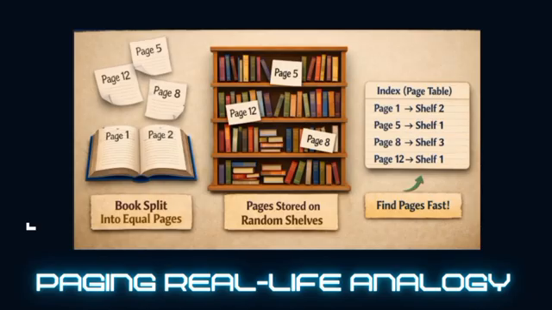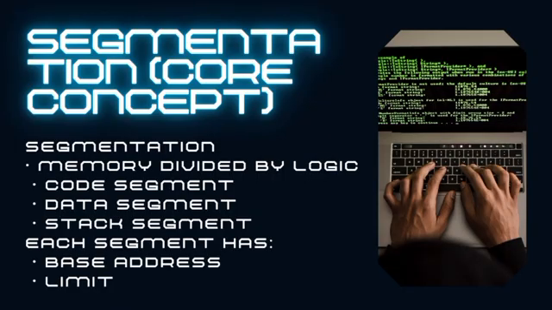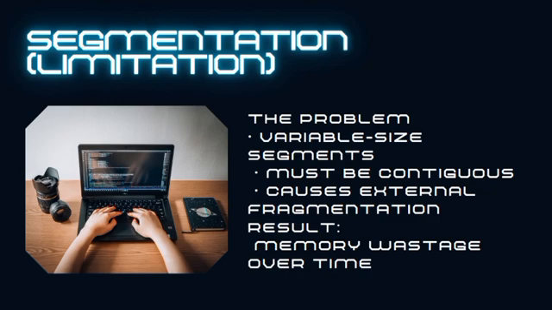Now, segmentation. Segmentation divides memory based on logical meaning. Instead of fixed sizes, memory is split into code, data, stack, and heap. Each segment has a base address and a limit. This feels natural to programmers because this is how we think about programs. But segmentation has a cost. Segments are variable sized. They must be stored contiguously. Over time, memory becomes fragmented, and that's external fragmentation again.